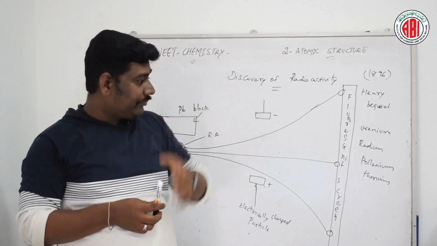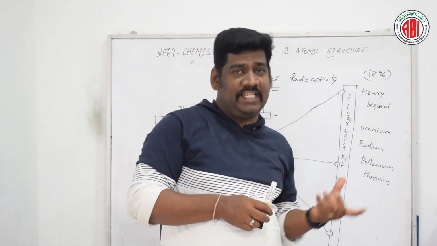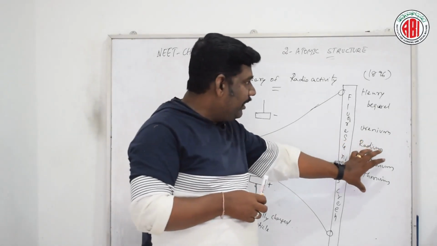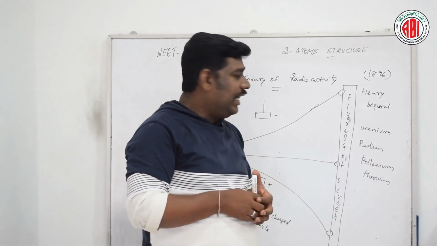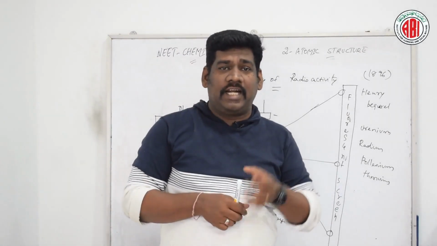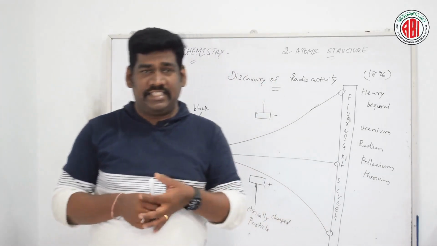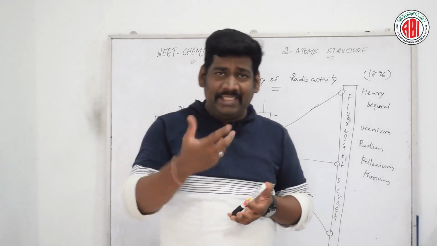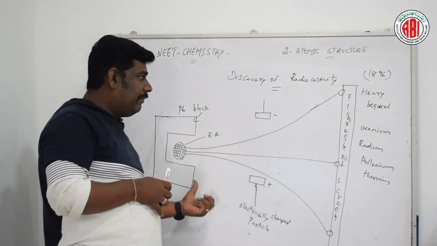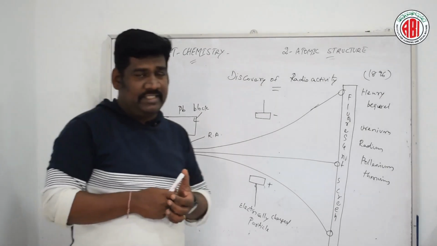Now, the effect of magnetic and electric fields on these radiations, let us see what could happen. That experiment was done by Henri Becquerel in the year 1896. He was able to observe the continuous emission of different types of radiations. So what did he actually do? This is the experimental setup by Henri Becquerel, who discovered radioactive substances.